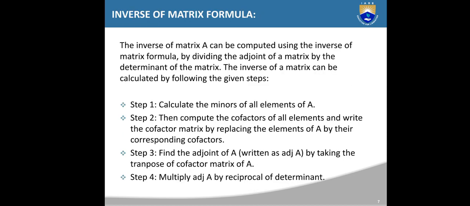Inverse of matrix formula. The inverse of matrix A can be computed using the inverse of matrix formula by dividing the adjoint of the matrix by the determinant of the matrix. The inverse of a matrix can be calculated by the following steps. Step 1: Calculate the minors of all elements of A. Step 2: Compute the cofactors of all elements and write the cofactor matrix by replacing the elements of A by their corresponding cofactors. Step 3: Find the adjoint of A by taking the transpose of the cofactor matrix of A. Step 4: Multiply adjoint A by the reciprocal of the determinant.